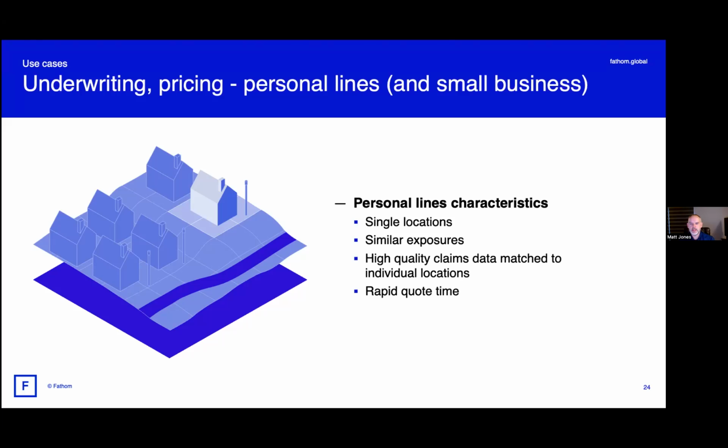High quality claims data, because of the single location aspects and the good information you have on individual exposures within typical personal line systems. There's good claims data matched to good quality exposure data. And of course, you'll be expected to provide a rapid quote time, a second or sub-second quote time for personal lines pricing.